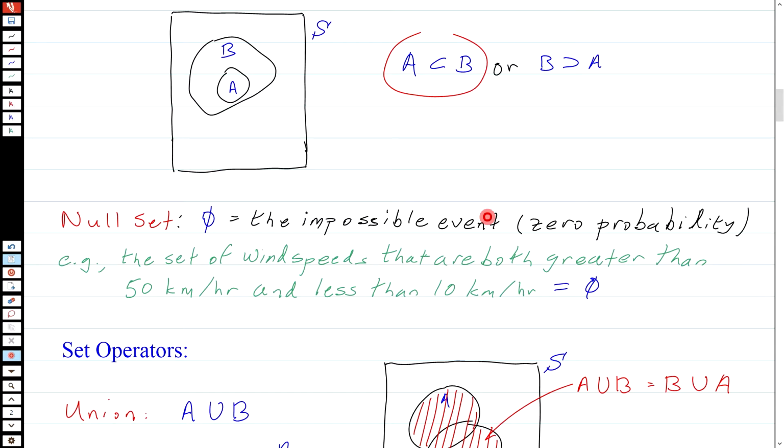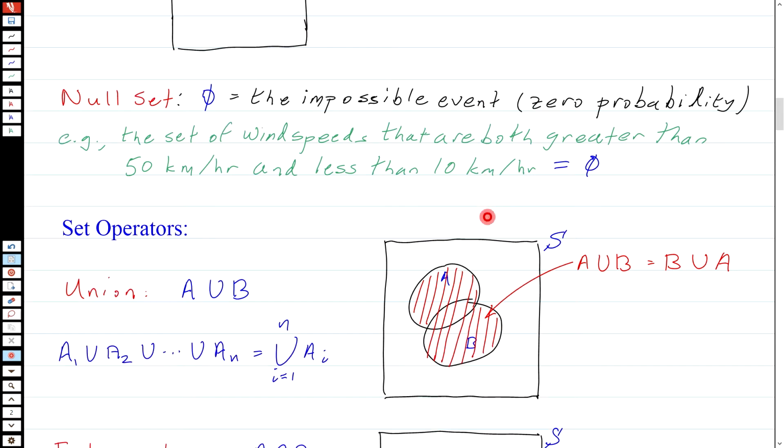Once we define these events or subsets, we can define some operations on these subsets. First one is union.